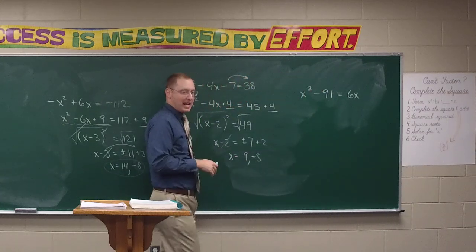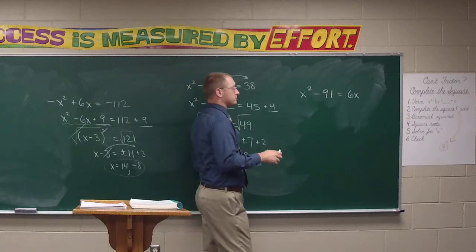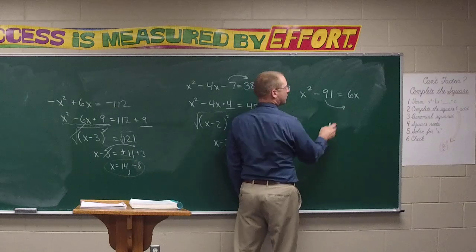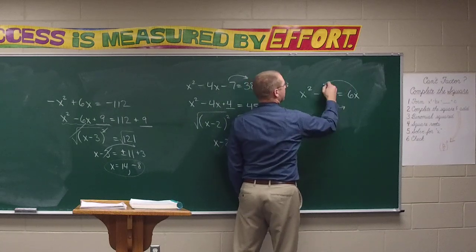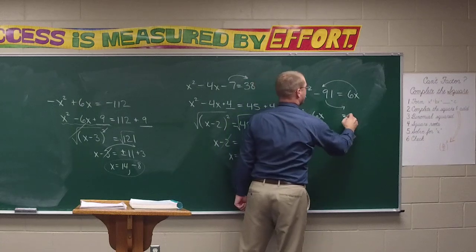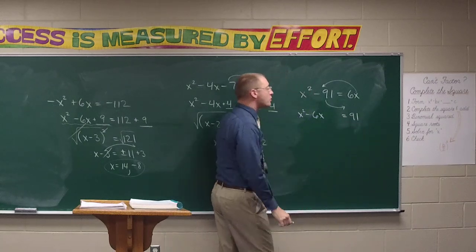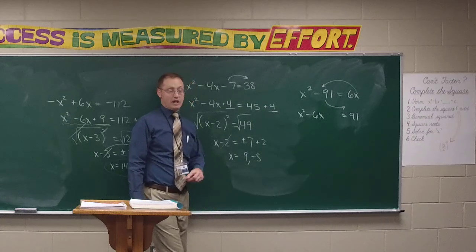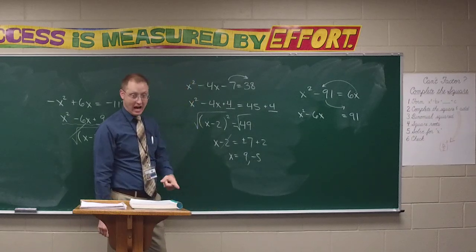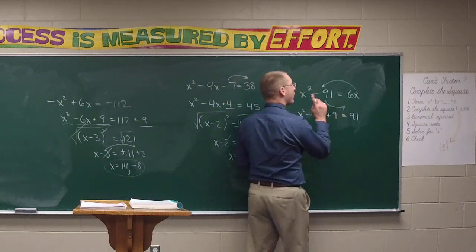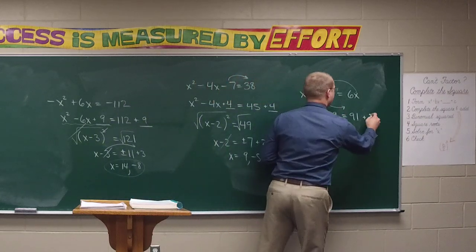What do I have to do to create that form, Audrey? Move 91 over as positive and 6x over as negative. To get x squared minus 6x equals 91. And I'm going to leave a little gap here. What goes in the gap, anyone? 9. How do we get that? We half and square. Half is 3, squared is 9. And we add that to both sides.